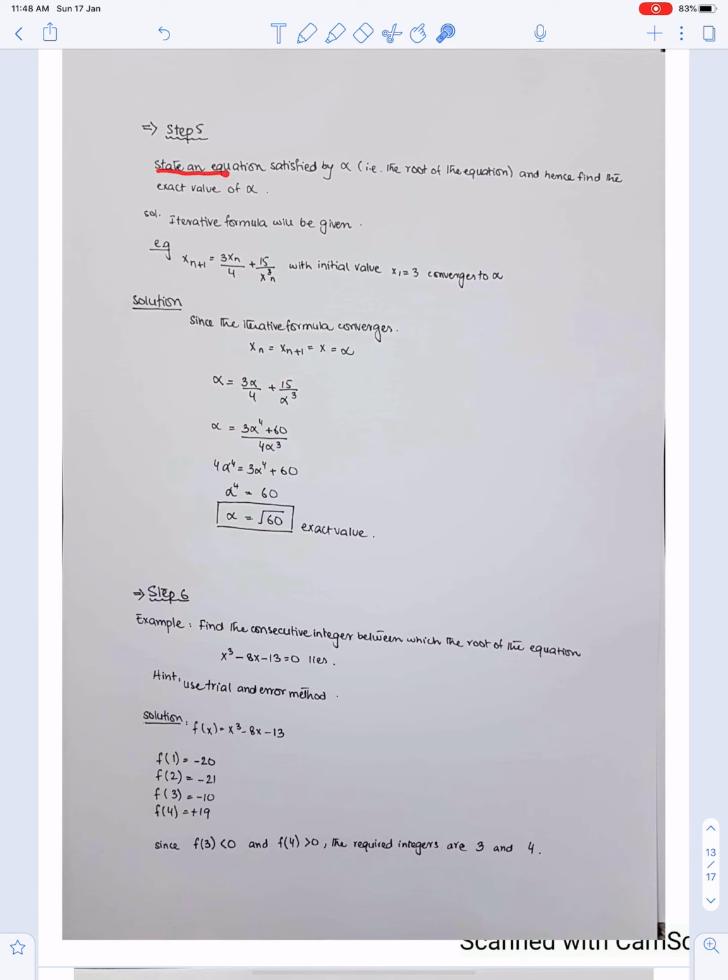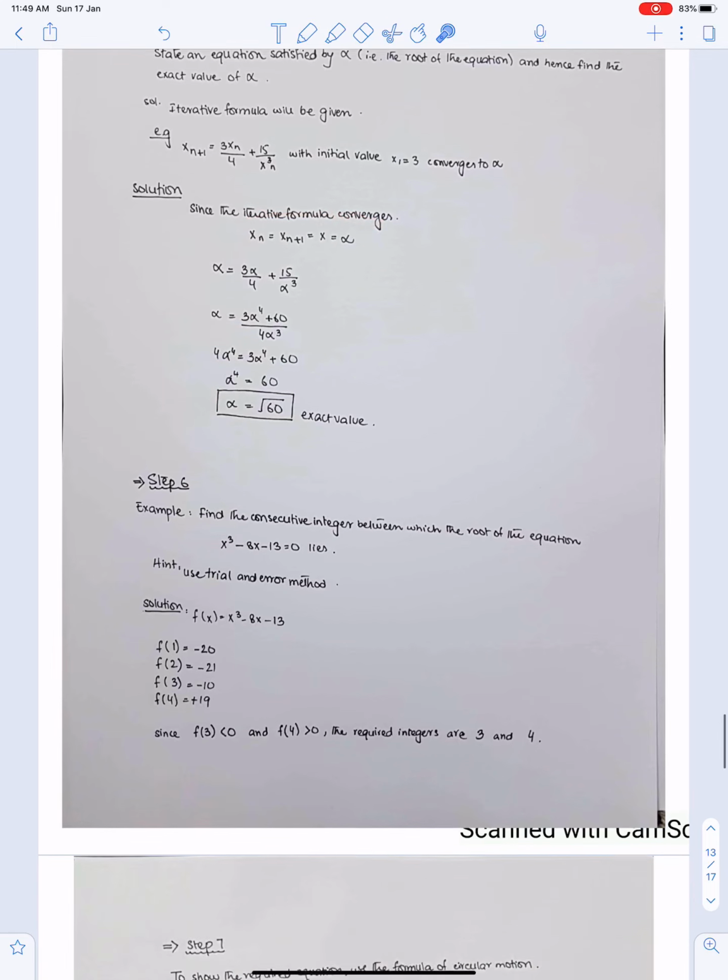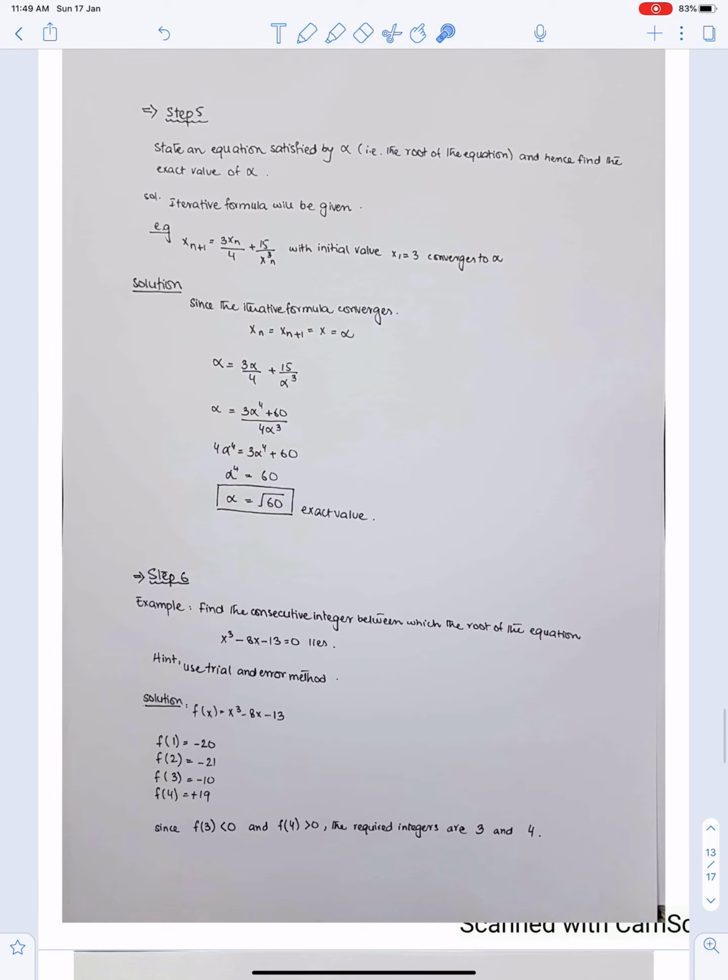Whenever they say state an equation satisfied by alpha, alpha means the root of the equation, and hence find the exact value of alpha, always use this fact. xn is xn plus 1 is x, and x is alpha. They have mentioned this here. So by replacing all x in this iterative formula by alpha, we have this. Now make alpha the subject. This is the equation, and this is the exact value of alpha. Remember this step. Step number 6. Find the consecutive integers between which the root of the equation lies.